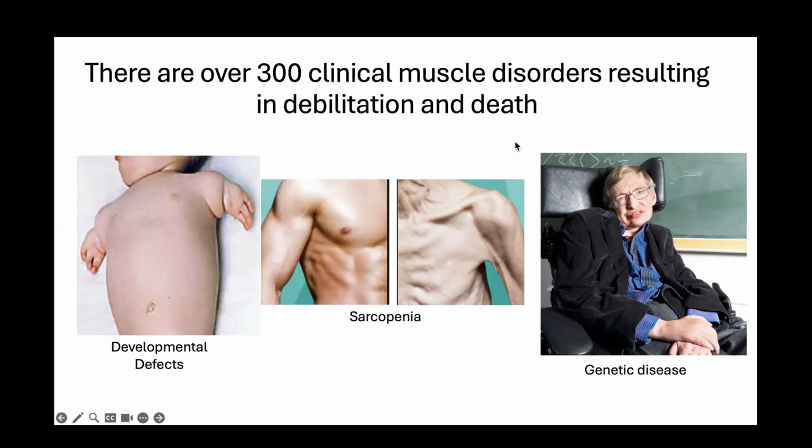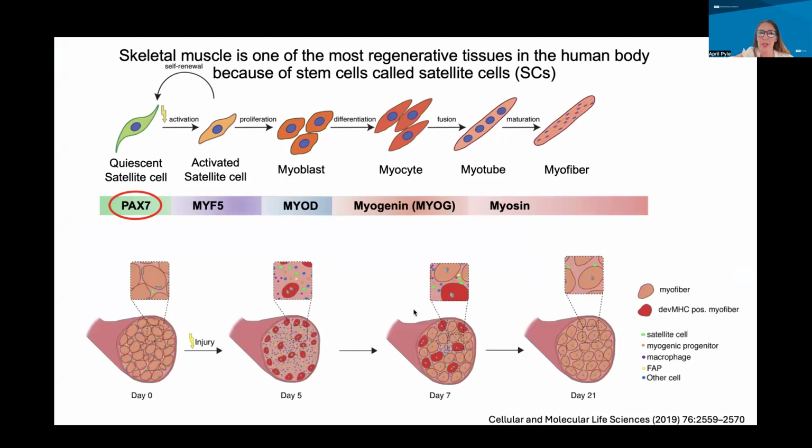Many of you may know, some of you may study skeletal muscle, that there are many different clinical muscle disorders that either result in severe debilitation, lack of ability to use your muscles, or in some cases, death eventually. There's also a lot of mutations associated with developmental defects, muscle aging or sarcopenia, and then genetic diseases, some of which we study in the lab.